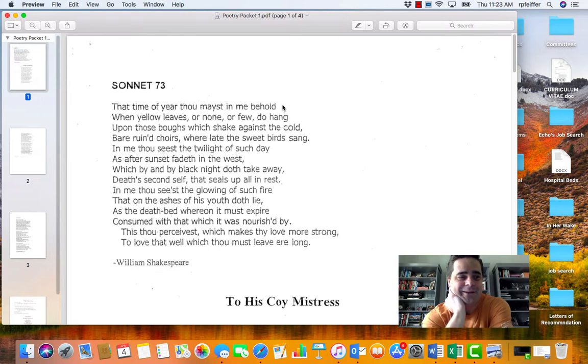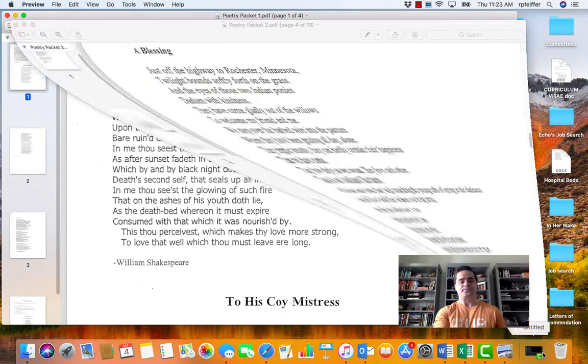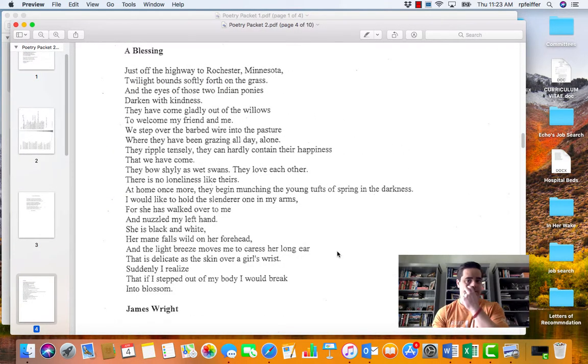And I love thinking about line breaks. So, for instance, if we take a look at A Blessing by James Wright, one of my all-time favorite poems, we see that these lines are a vastly different length. We have a line that, "at home once more they begin munching on young tufts of spring in the darkness," as one line. And then we also have "into blossom" as one line. And we ask ourselves, well, where do we break?